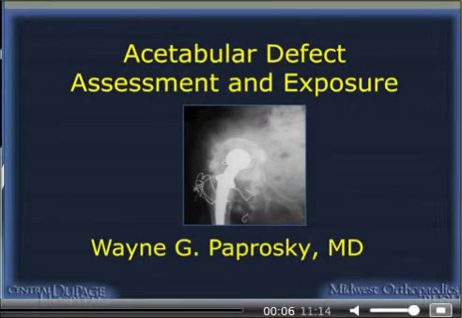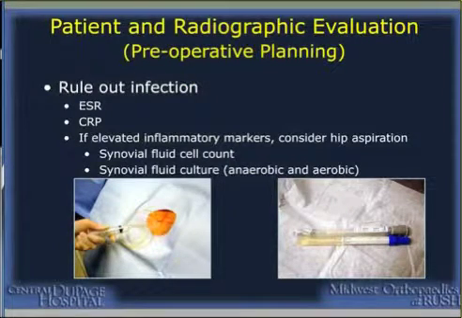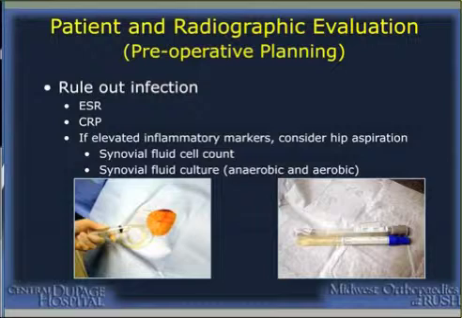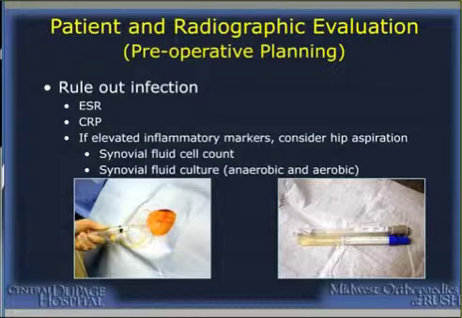What I'd like to do is talk a little bit this evening about the assessment of the acetabulum revision, dealing a little bit with exposure and defect, but basically looking at various issues. We first must, in evaluating the patient, rule out infection. I think many more infections are present these days. We have to do a sed rate, CRP, and if any of these markers are elevated, I think we have to consider aspiration, doing a synovial cell count for aerobes and anaerobes.